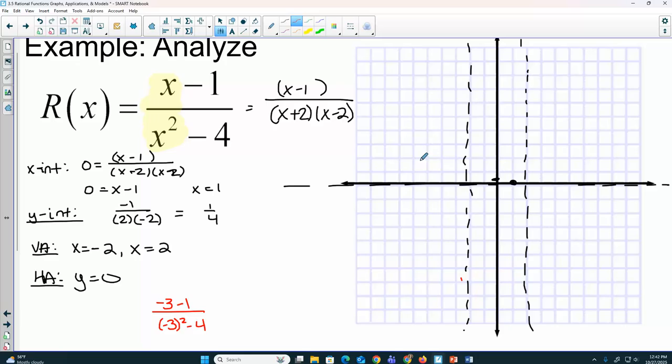Okay, so that tells me when my x is negative 3, I'm getting out negative 4/5, so it's got to be down here. So this section of my graph, you need to make sure it's a curve getting closer to your asymptotes as time goes on.